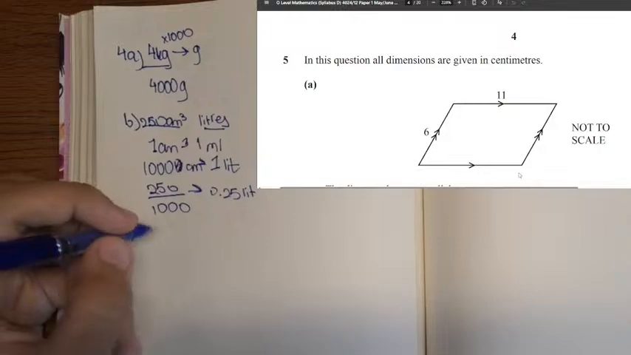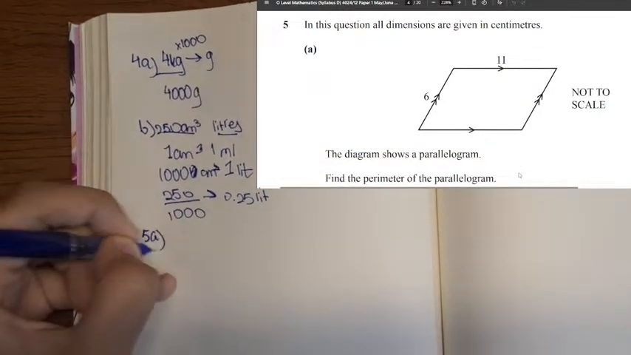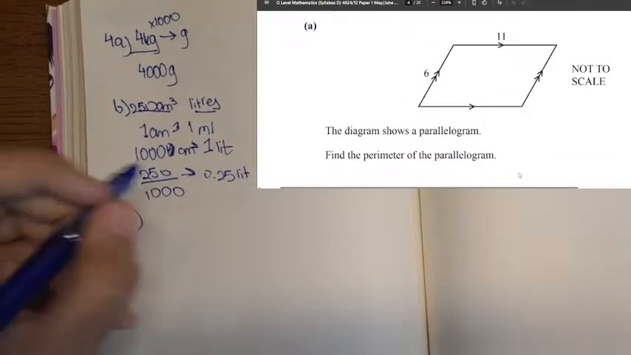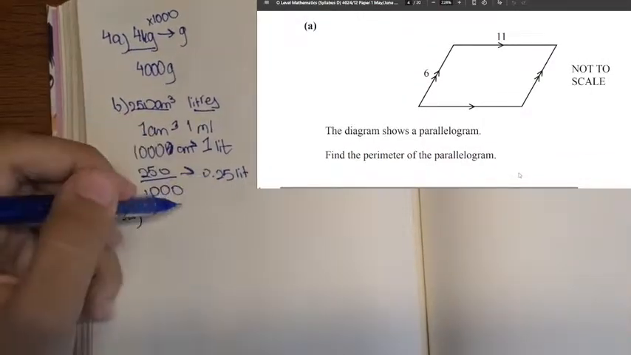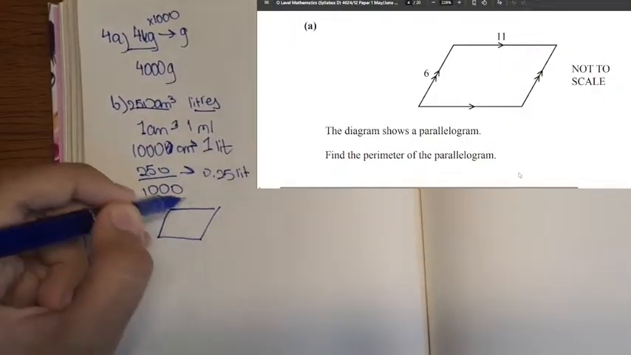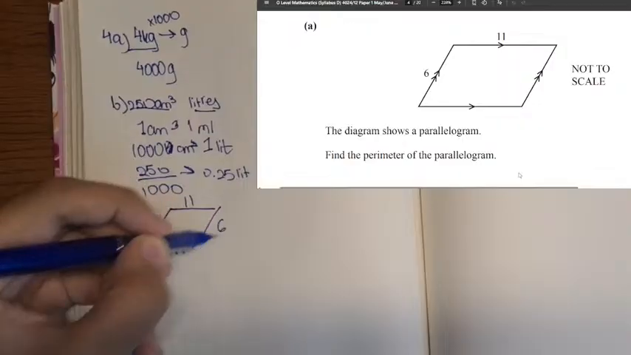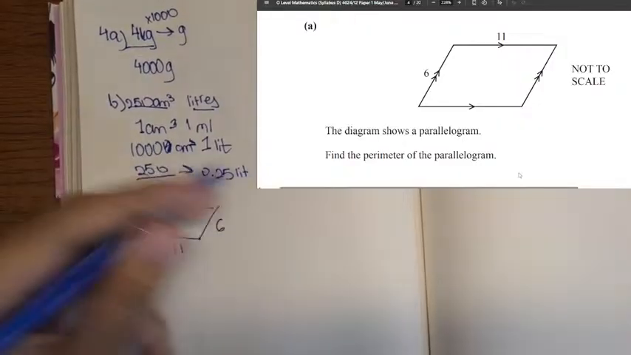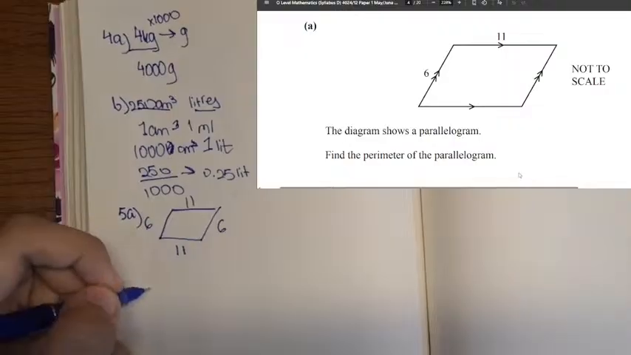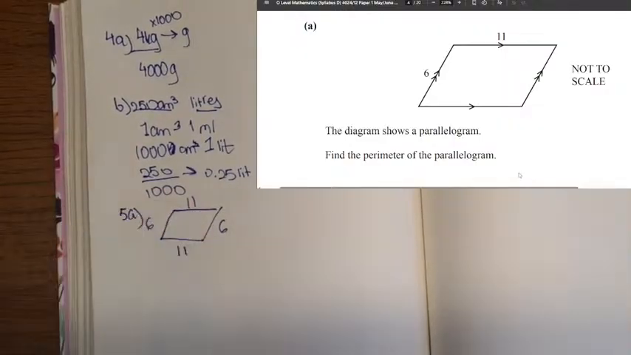So the next question we have is that all dimensions are given in centimeters. We are given a parallelogram and we need to find its perimeter. So the perimeter of a parallelogram is pretty simple if you realize the fact that the opposite sides of the parallelogram are actually equal. So with a parallelogram like this, this would also be 11 and this would also be 6, right? So in order to find the perimeter of the parallelogram, we would just need to add up all the sides because the perimeter refers to the length of a certain shape considering its outer sides, right?